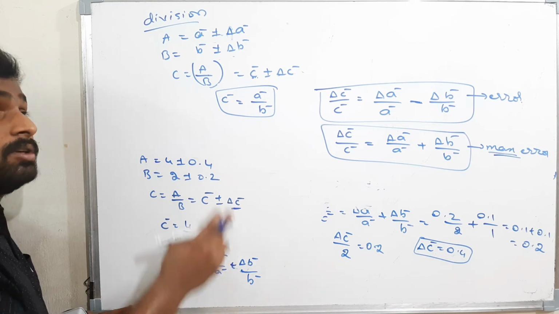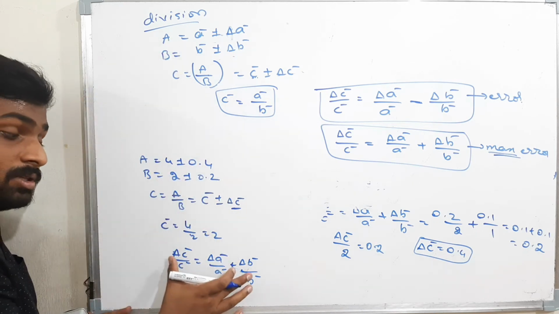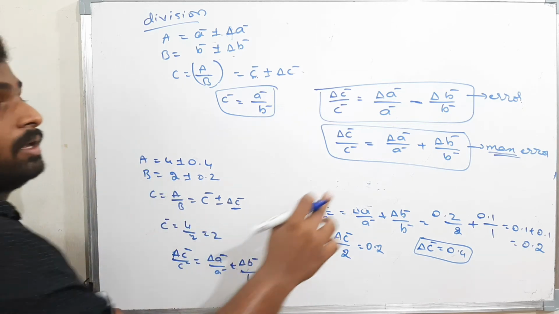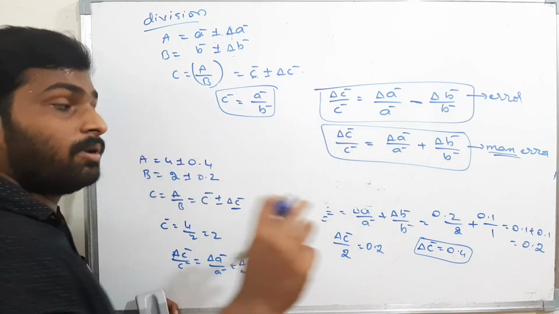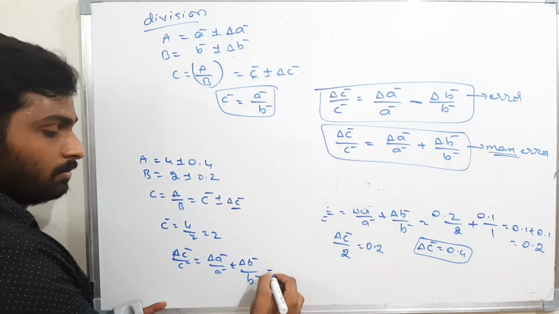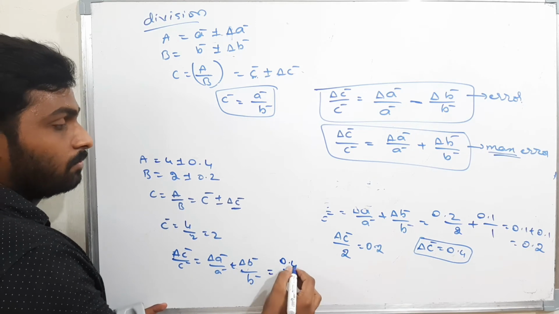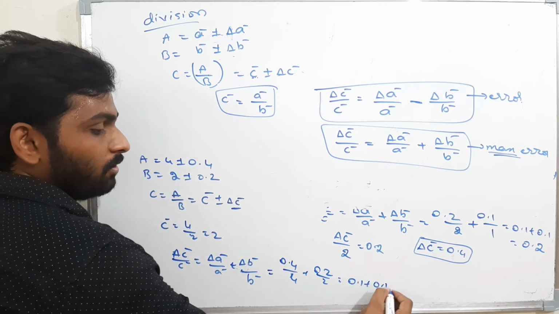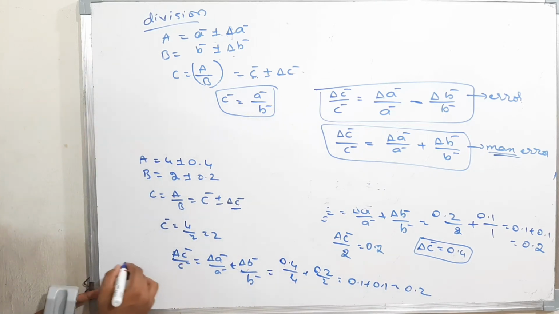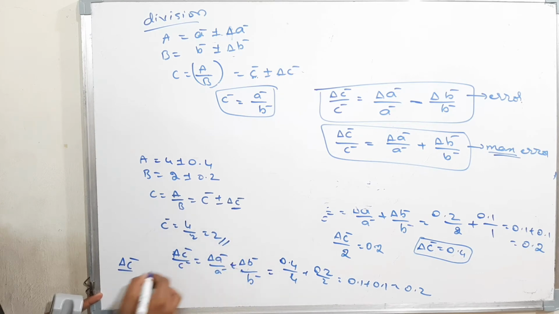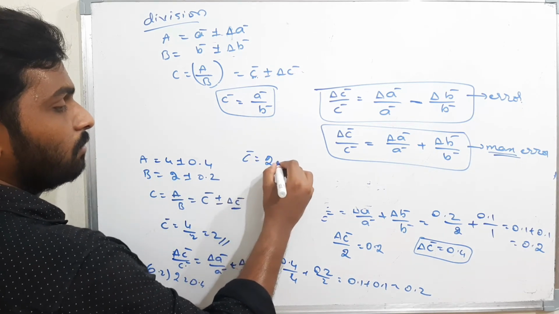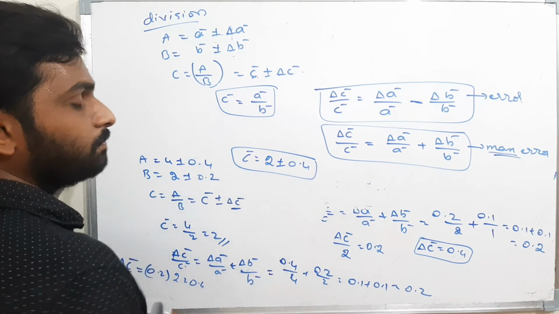Even though it is addition, multiplication, or division, I have to use the same formula. If they tell you to find the maximum error, keep plus; if they tell you to find simply the error, keep minus. Therefore what will you get? 0.4 by 4 plus 0.2 by 2, that is 0.1 plus 0.1, which is 0.2. Delta C bar by C bar is 0.2, and C bar is 2. Therefore delta C bar is 0.2 into 2, that is 0.4. Therefore C bar I can represent as 2 plus or minus 0.4. This is the answer.